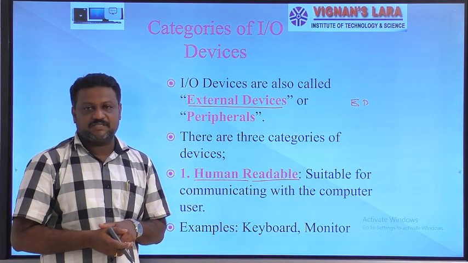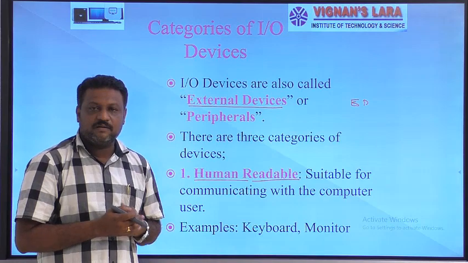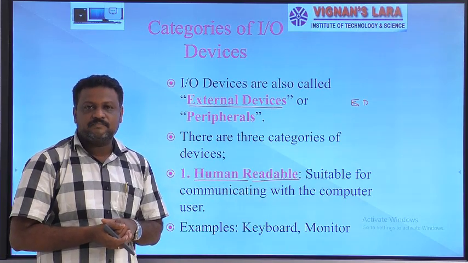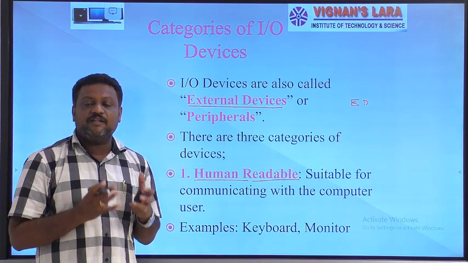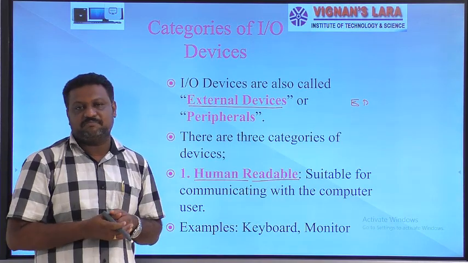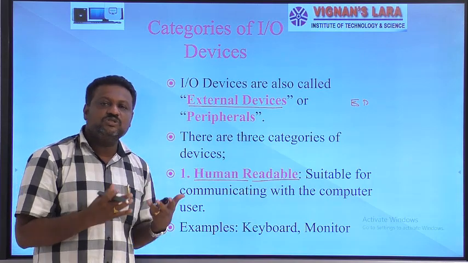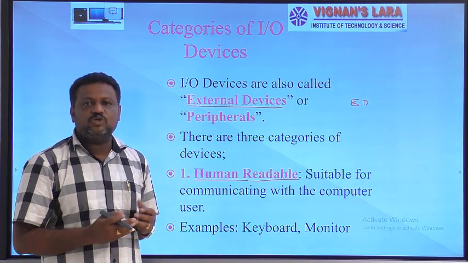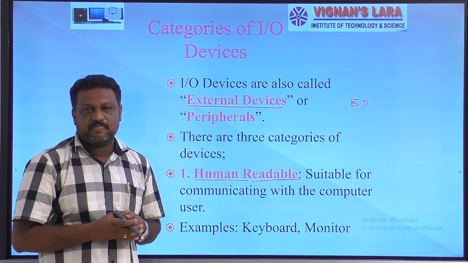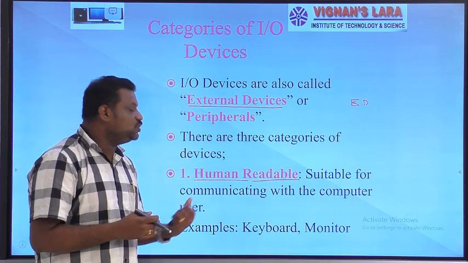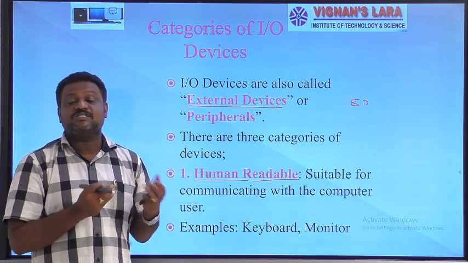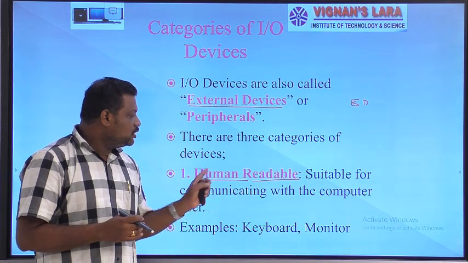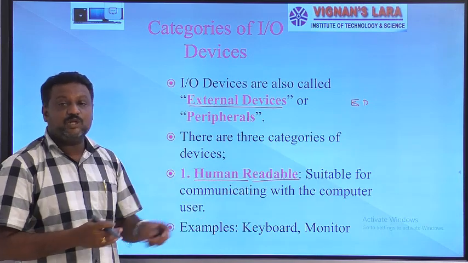Human readable IO devices. What are these IO devices? These are suitable for communicating with the computer user. That means the devices which help the user communicate with the system. The user uses a keyboard, a mouse, a printer or a monitor to communicate with the computer system. All these devices we call human readable, that means the devices which communicate straight away with the user.